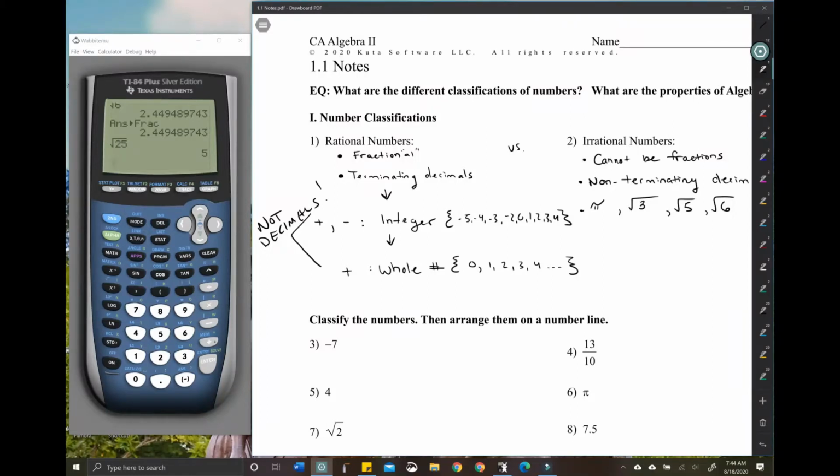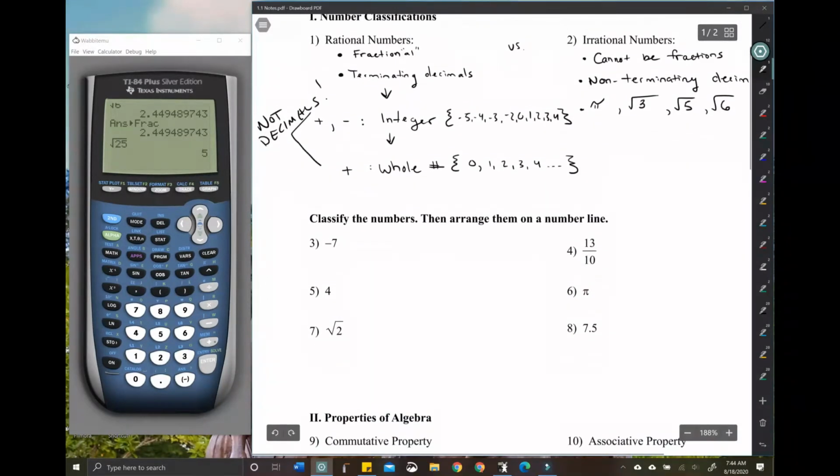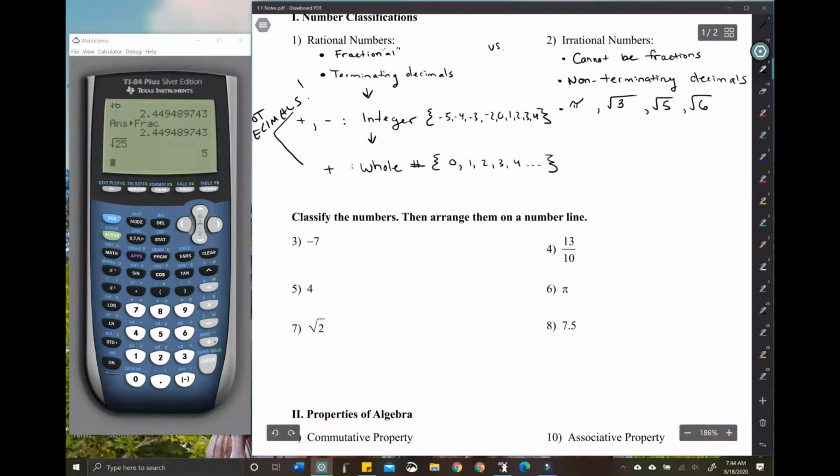Okay, so let's just classify these and then we're going to arrange them on a number line. We want to classify as the most specific type it is. -7, looking at our definitions above, it's rational, but it also falls in the integer category. Whole numbers cannot be negative, so this is an integer.